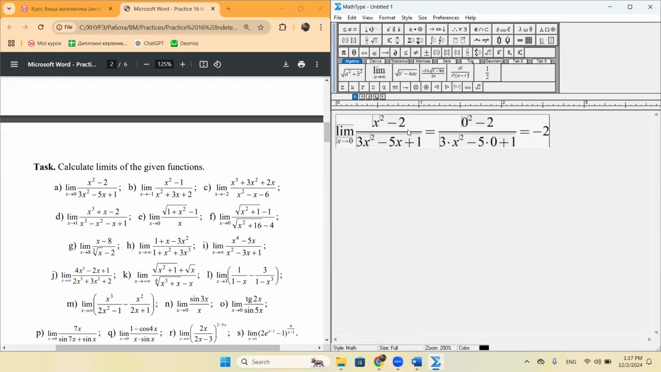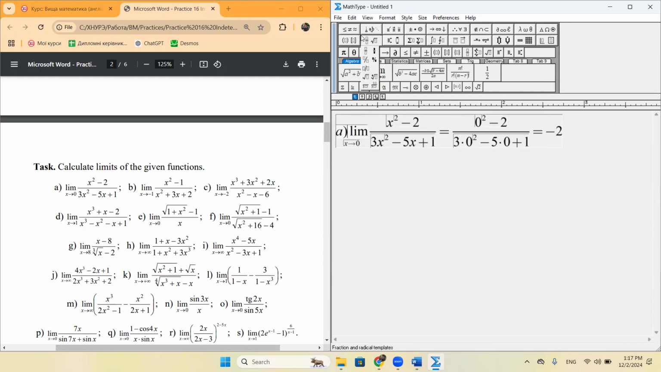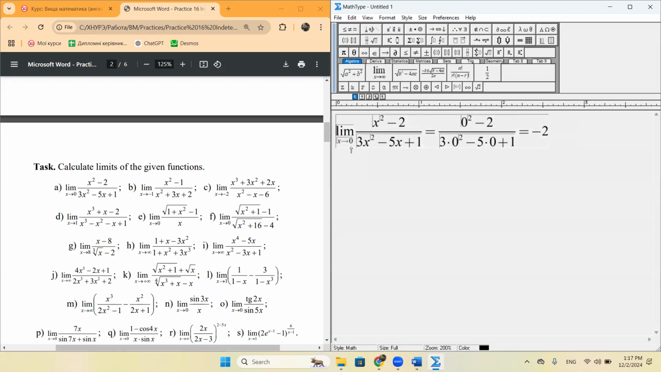Maybe any questions to me? Questions? Why in the denominator is x squared? Probably it's 0 squared. Yeah. So we just substitute x by 0 and see if we have some indeterminate form. In this case, we don't have them.